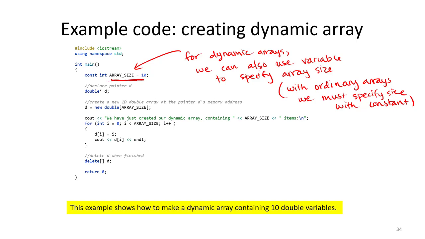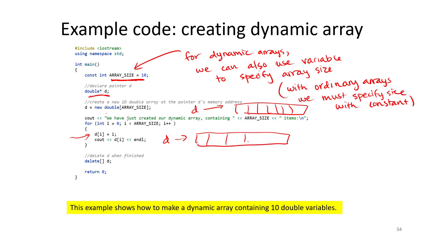So notice this program does kind of similar to what we demonstrated. We declare that pointer D. We make D point to that new dynamic array. And now we've initialized this dynamic array so that its values, we just number the elements.